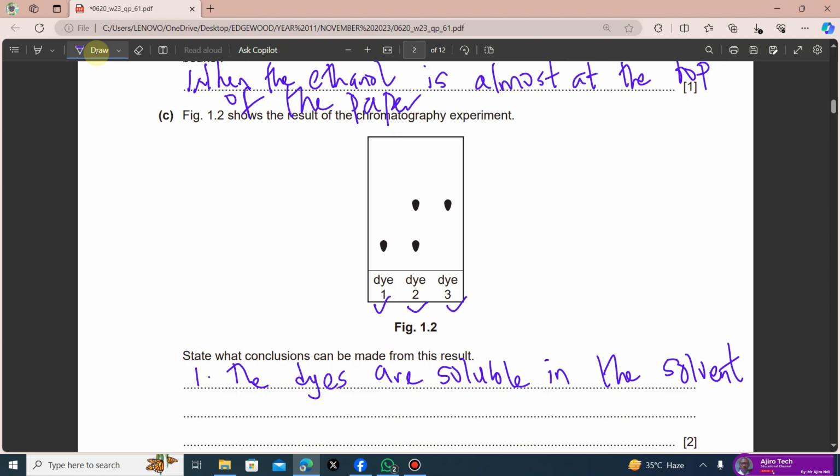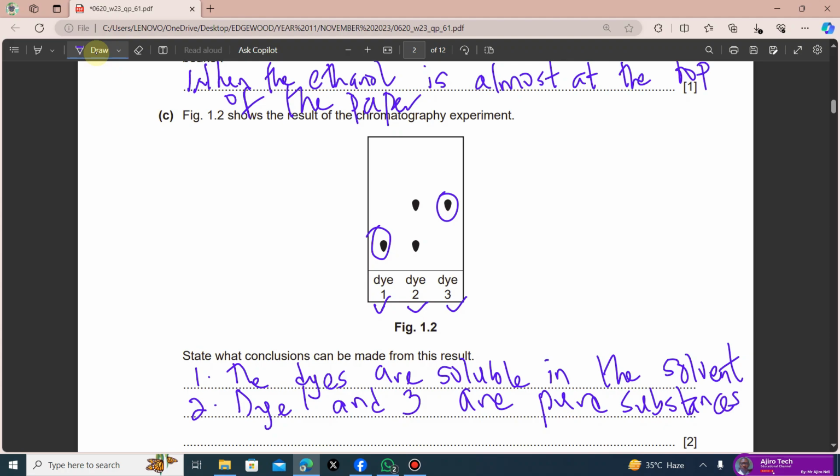Another conclusion we can make is to compare dye 1 and dye 3, each having just a single component. That tells us that dye 1 and dye 3 are pure substances, and that is why they contain just a single component. So that's information you can extract from this diagram.